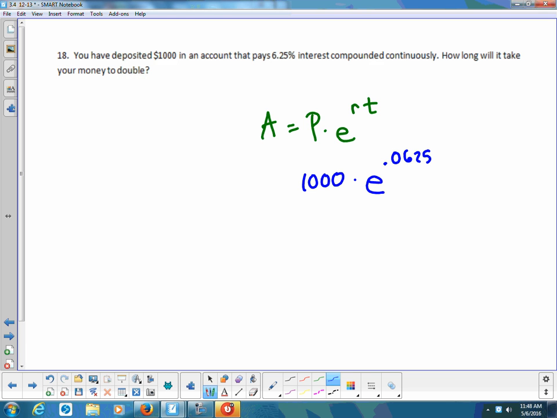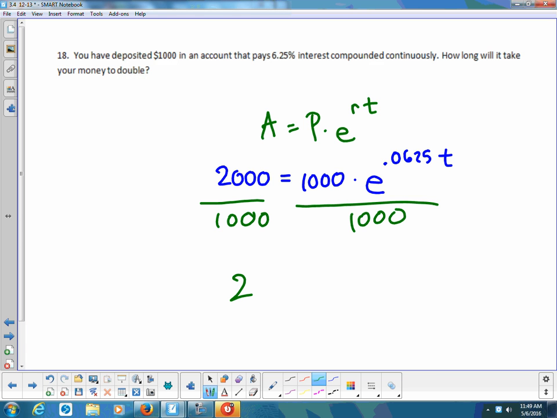Do we know the t? No, that's what we're trying to find out, right? We want to know how long it's going to take for our money to double. So it'd be 2,000. I want to find out when my amount is going to be 2,000 if I started with 1,000. So we need to solve this. How are we going to do that? Divide both sides by 1,000. So I get 2 equals e to the 0.0625t.